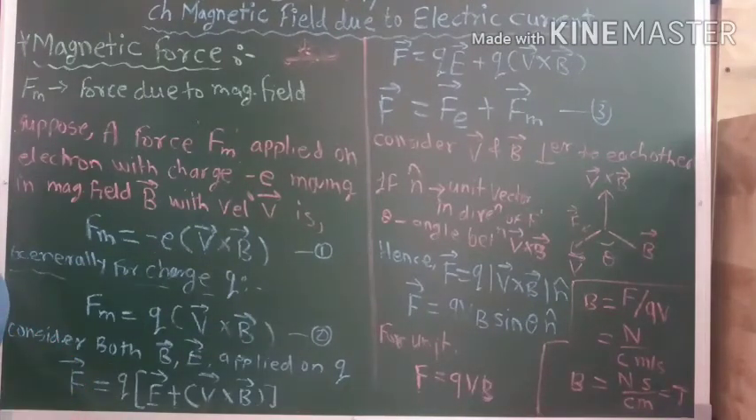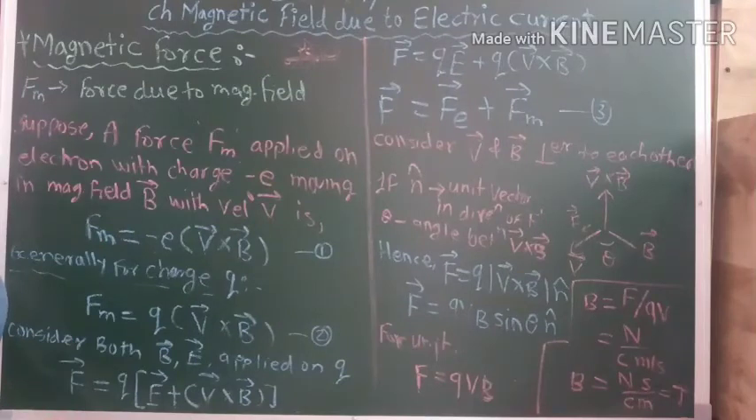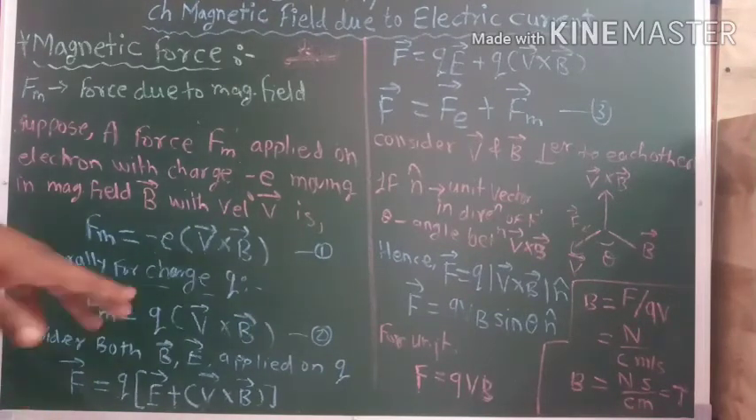And this is the SI unit of the magnetic field, Tesla, and 1 Tesla is equal to 10 raised to 4 Gauss. Gauss is not an SI unit, but it is used as a convenient unit. The SI unit of the magnetic field is the Tesla, and the main unit is the Tesla.